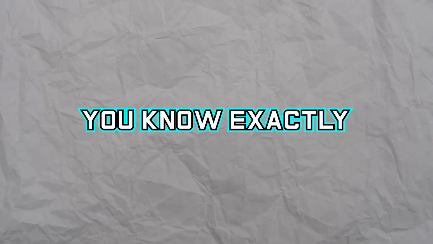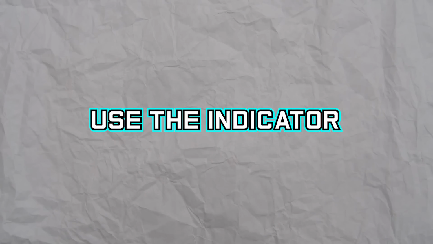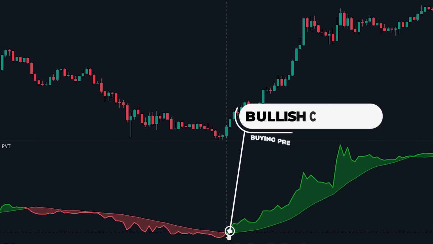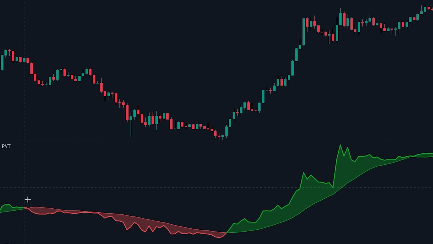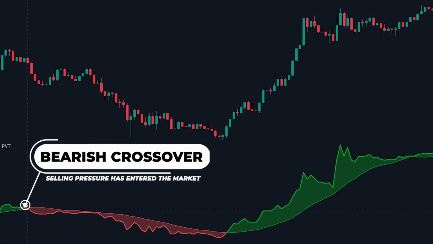Now that you know exactly how the indicator works, let's take a look at how we can use the indicator. With the most basic method, whenever the PVT line crosses above the signal line, it indicates that the PVT line is moving in the upwards direction. This causes the PVT line to turn green, showing us that buying pressure has entered into the market. The opposite is true when the PVT line crosses below the signal line. This indicates that selling pressure has entered the market, causing the PVT line to turn red.